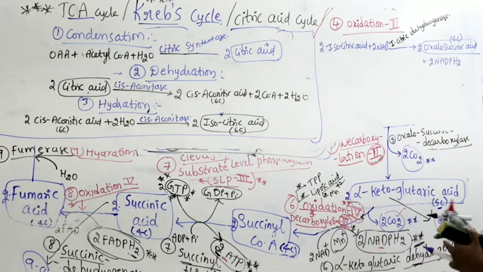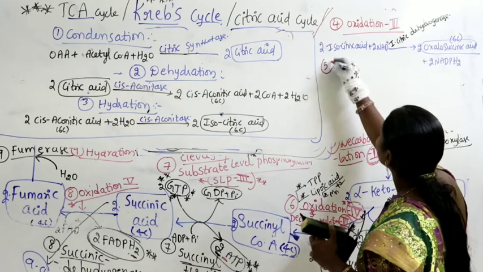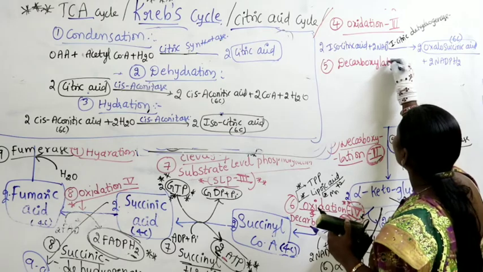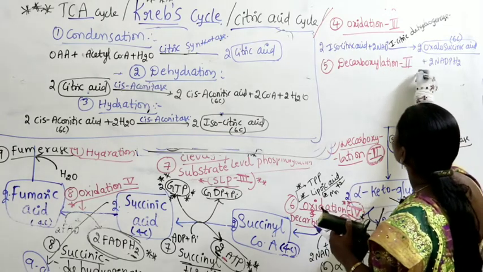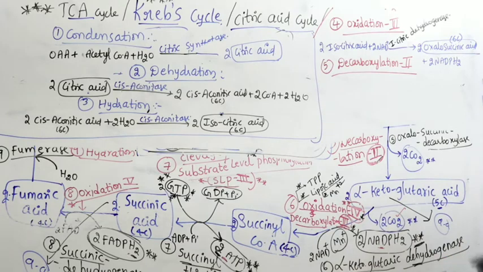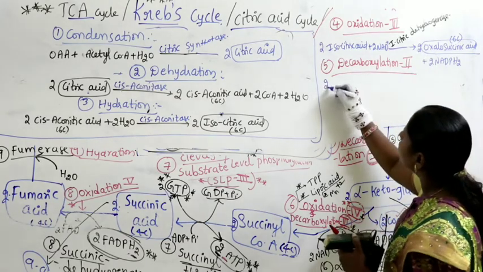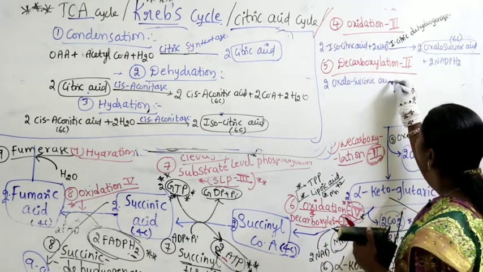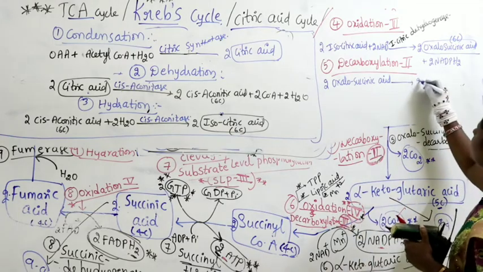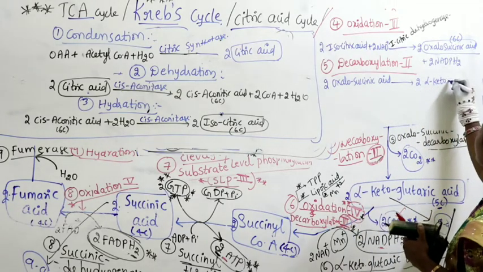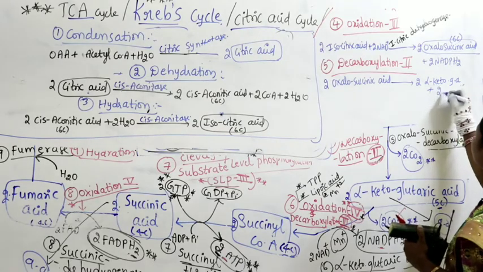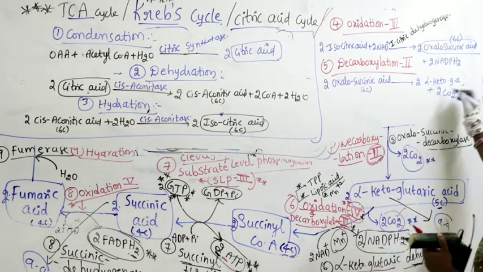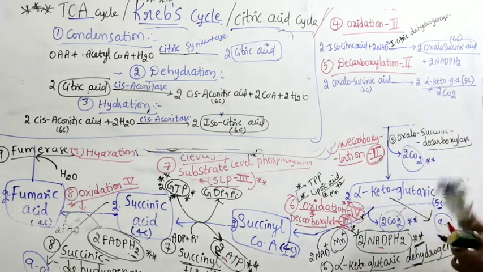Right. Next is the fifth one, decarboxylase. Decarboxylation number 2. Fifth reaction, decarboxylation number 2. So what happens here? The 2 oxalosuccinic acid converts into 2 alpha ketoglutaric acid and is produced with 2 molecules of carbon dioxide. Here oxalosuccinic acid has 6 carbons, alpha ketoglutaric acid will become 5 carbons.